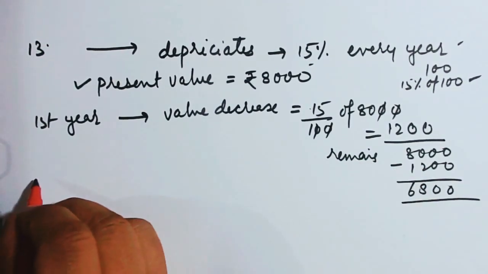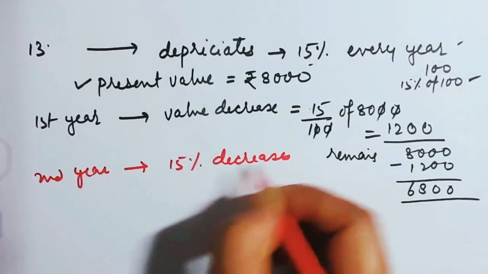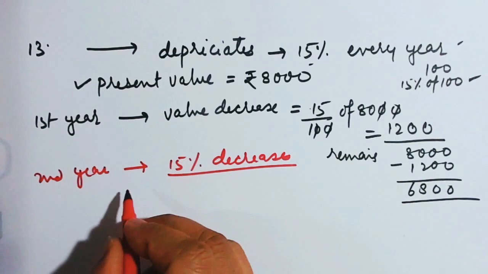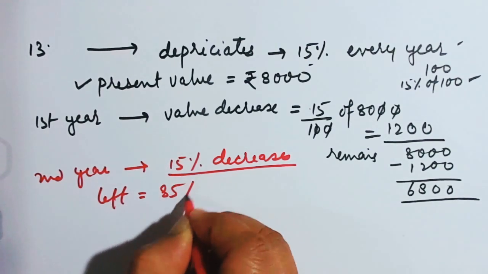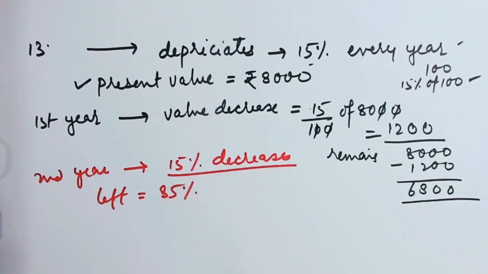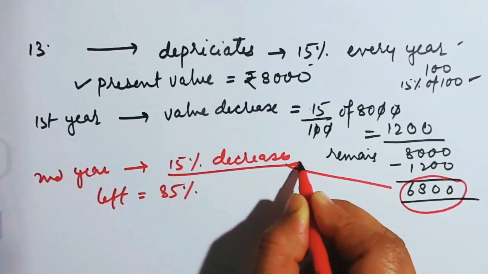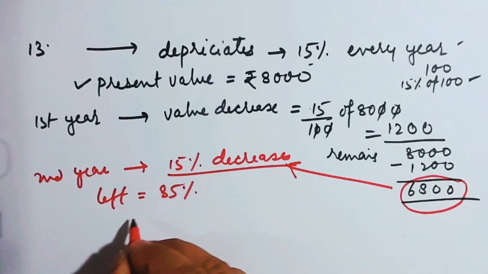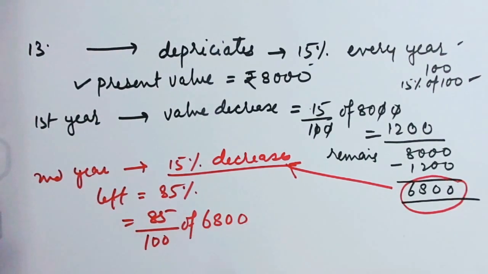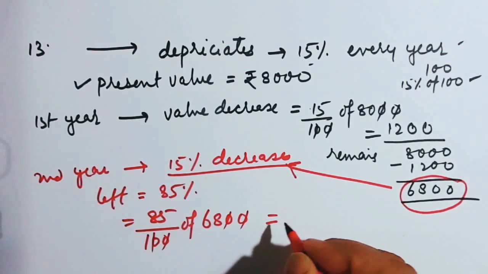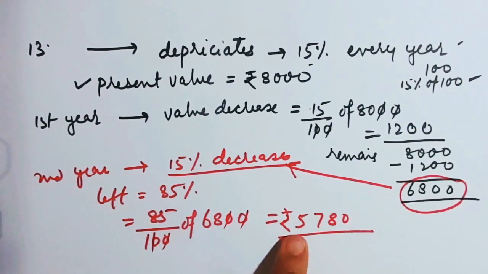Now again, in the second year 15% decreases. When 15% decreases, how much is left? 85% remains. So from 6800, if 15% decreases, 85% of 6800 will remain. When you cancel it, you will get a value of 5780 rupees. This much value will be left.